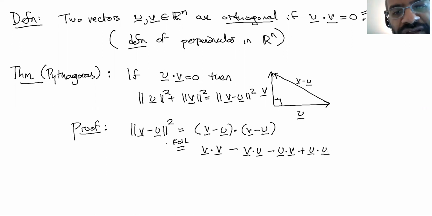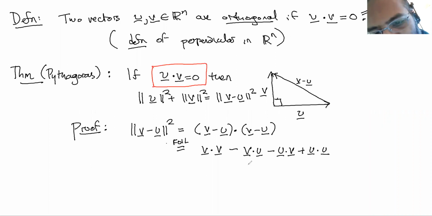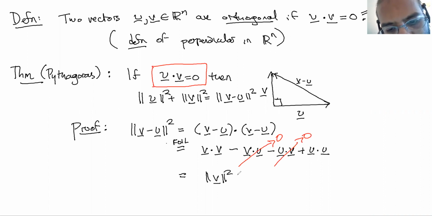But now, what was our assumption? Our assumption was that the vectors are orthogonal. So if this is true, these cross terms just go away. And what's left is indeed the norm of v squared plus the norm of u squared, which completes the proof. One-line proof, a one-line calculation.